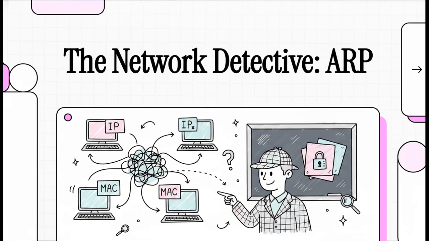You know, it's something we never really think about. But how does your laptop, in a room full of other computers, know exactly which one is the printer? It's not magic. Not at all. It's actually a detective story, a little mystery that plays out millions of times a second inside our networks. And today, we're going to be the ones to crack the case.